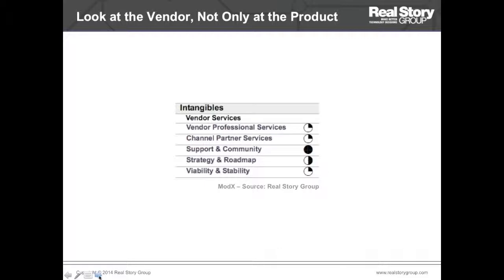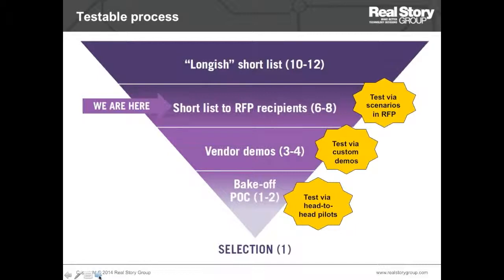And then finally, don't just look at the product, look at the vendor, right? Do they have good professional services? Do they have partners that are going to support you? Is there a community out there so that if you have a question, you can go out and ask the question, especially if it's an open source project? You need to make sure that that's the case. Is their strategy solid? Are they a viable and stable vendor? This is just as important as the functionality of the tool, so don't forget to look at these factors as well. There it is one more time. Test along the way. So this is a testable process as you go down, and this process of elimination really helps you get to the best vendor most appropriately.